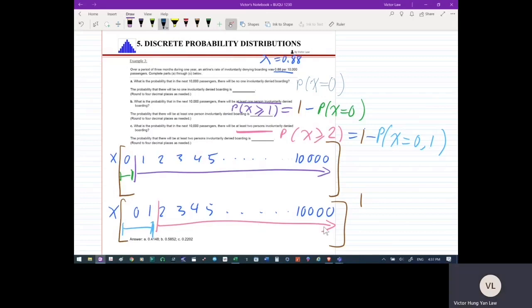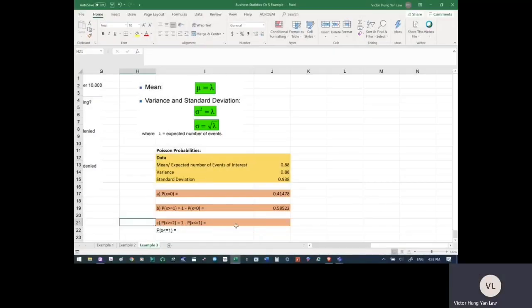So what we do is we take the 100%, and then we subtract the opposite. The opposite of x is greater than or equal to 2 is x is less than or equal to 1. So we need to find the probability of x is less than or equal to 1, then take 100% and minus the blue area, and that will give you the pink area. That's what you need to understand. So for part C, to calculate the probability of x is greater than or equal to 2, we take the 100% minus the opposite, which is the probability of x is less than or equal to 1.